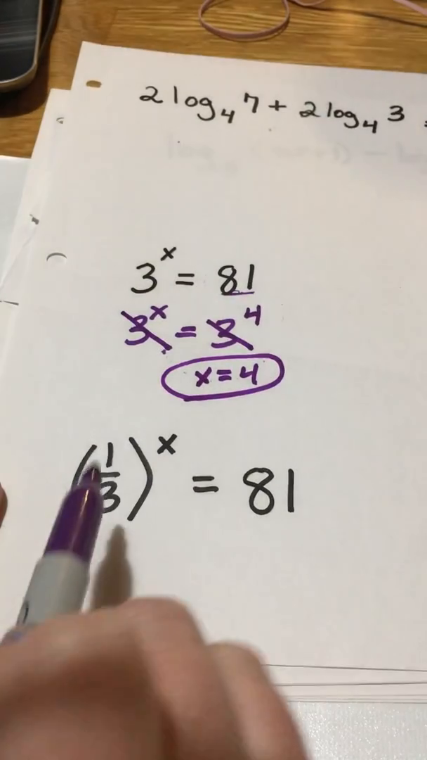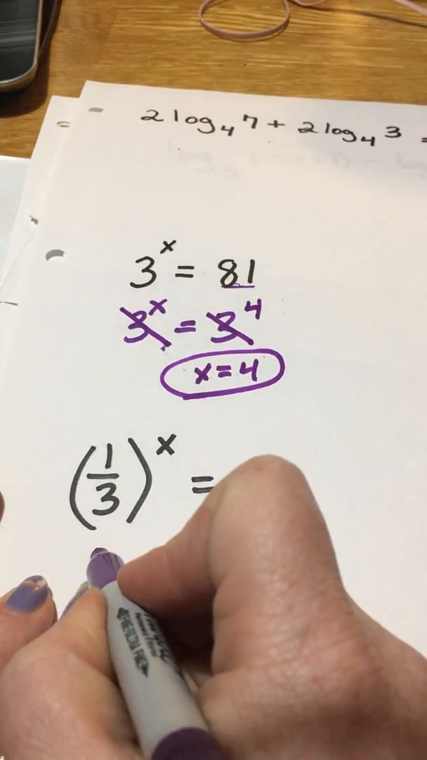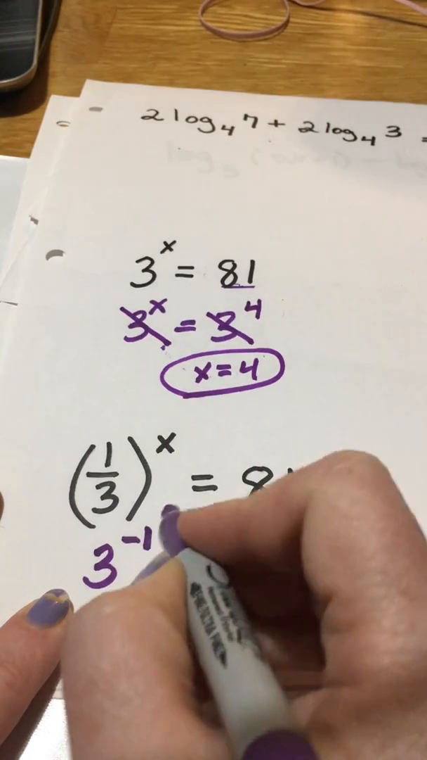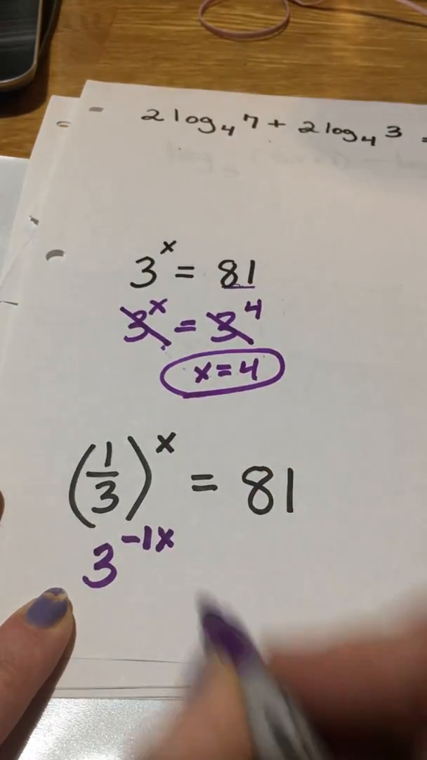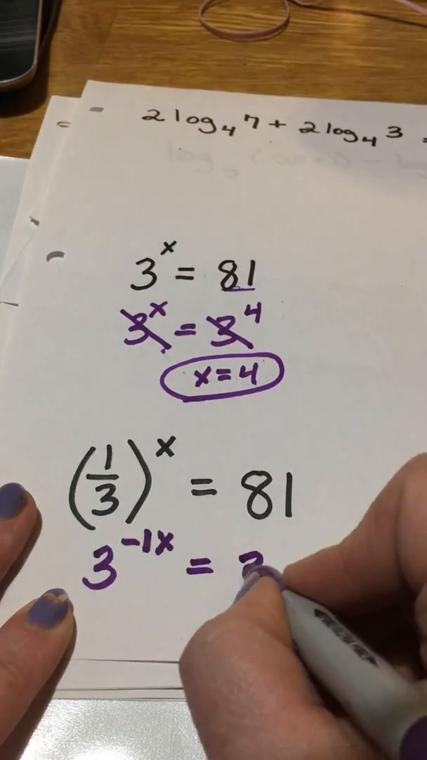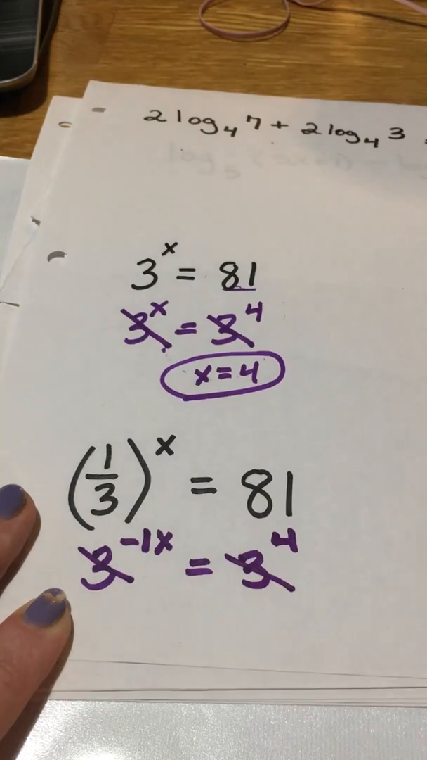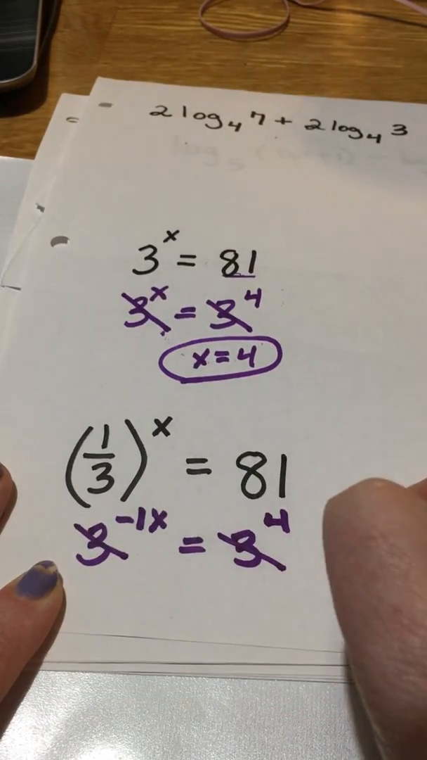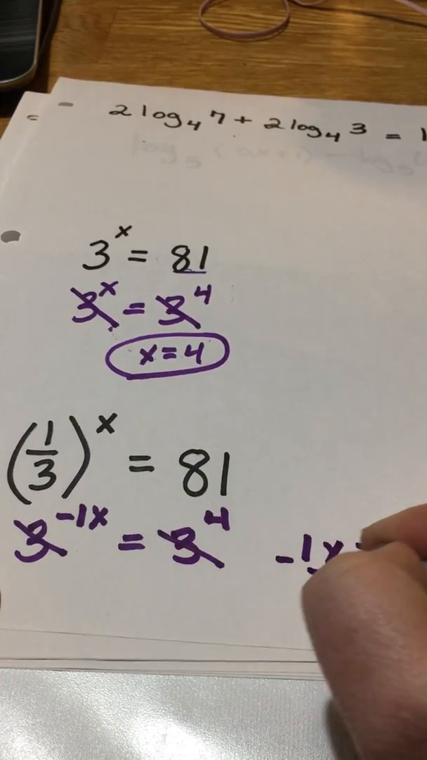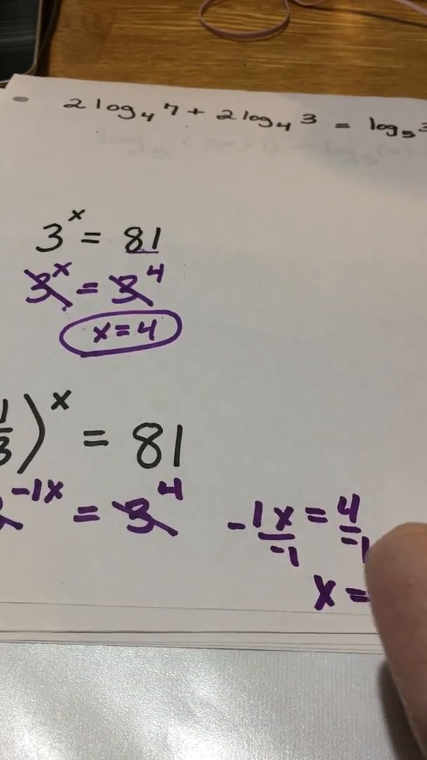Okay, now if you have a fraction and you're trying to get rid of that fraction, we get rid of the fraction using a negative exponent, but there's already an x there, so this is 3 to the negative 1x equals 81. Well, we already said in the previous one that 81 is 3 to the fourth. Now that we have matching bases, we can cancel out, and I have negative 1x equals 4. Divide by negative 1. That gives you x equals negative 4.